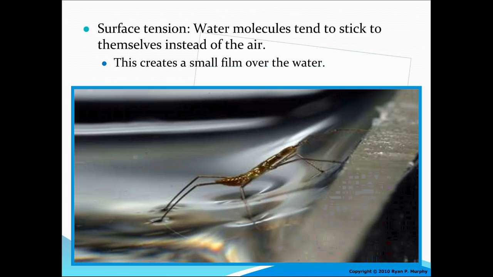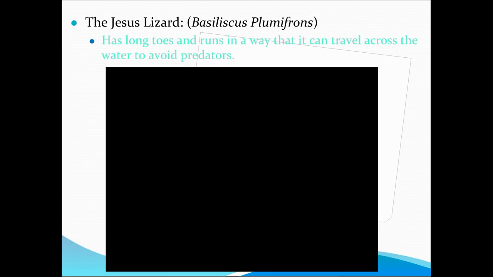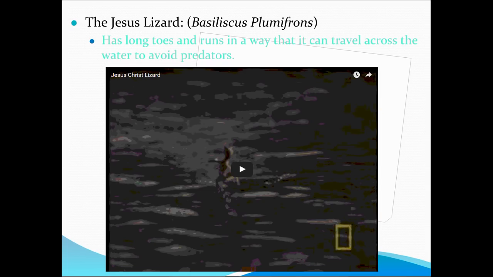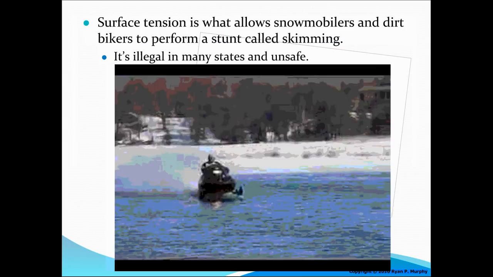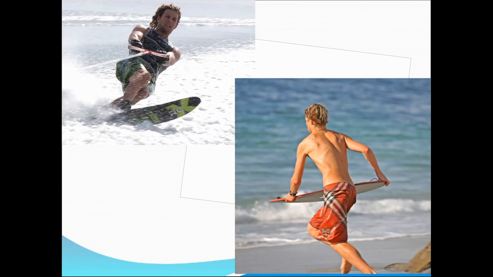Here are some examples of surface tension. The water strider takes advantage of surface tension as it walks on the water and feeds on insects. You may watch this video at the end of our lesson. The basilisk, which is also known as the Jesus lizard, has long toes and runs as it travels across the water to avoid predators. Snowmobiles and dirt bikers perform a stunt called skimming. It's unsafe and illegal, but a great example of surface tension.